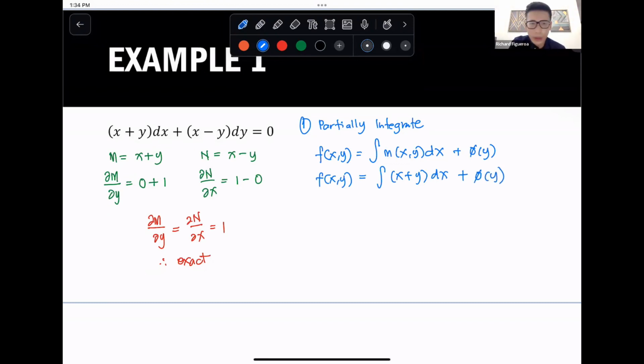Okay? So pili ka lang, whichever of the two. It's up to you. In this case, I had chosen m. Okay, so x plus y dx. This time, I'm going to partially integrate it. So tingnan mo yung differential. Kung differential mo is dx, that means that is the variable. Okay? So yung y niyan will be considered as the constant.